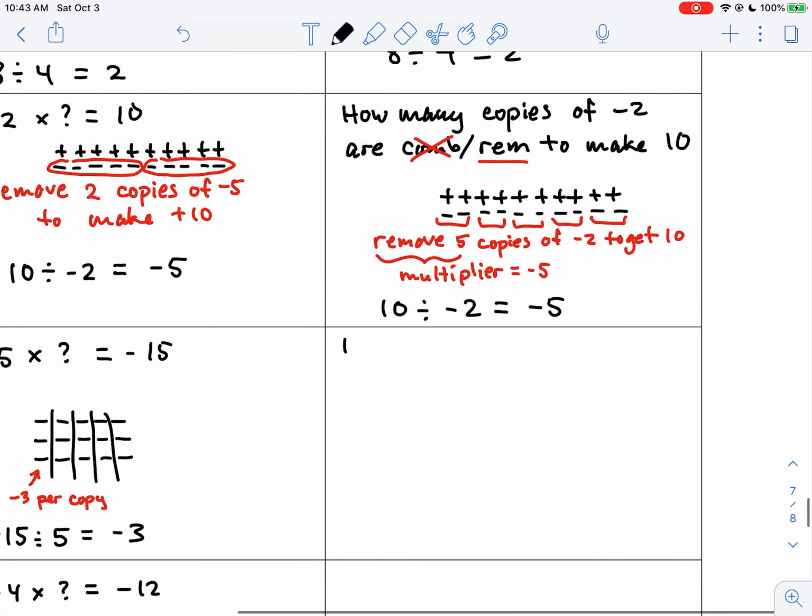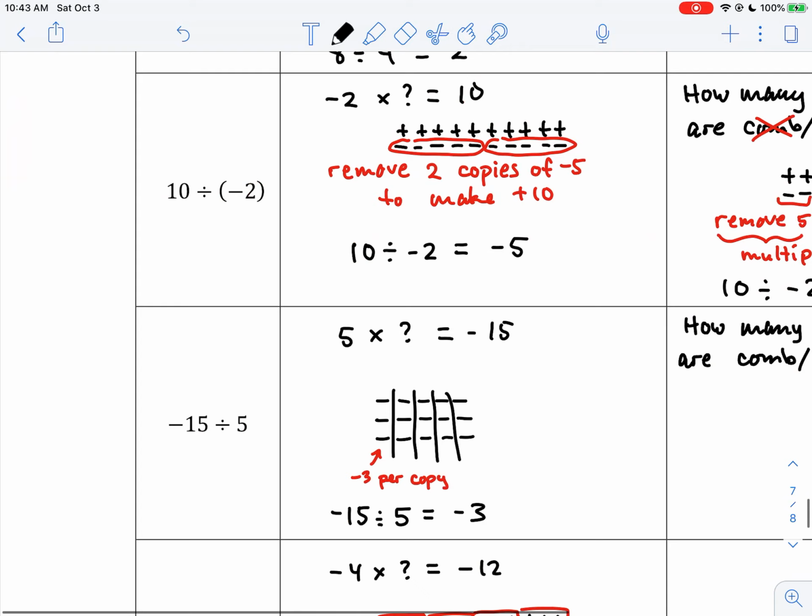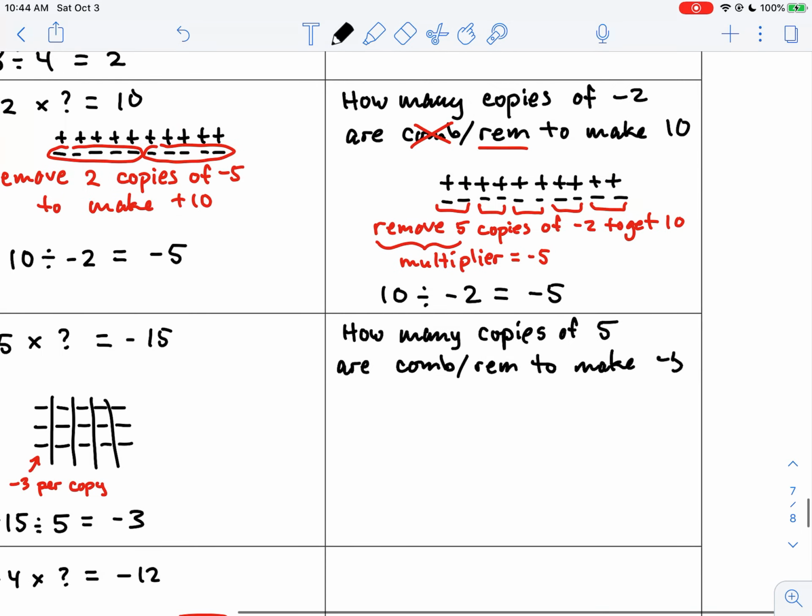Okay, quotative meaning for negative 15 divided by 5. So we're going to say how many copies of 5 are combined or removed? We'll have to make a decision about which one we're doing to make negative 15.